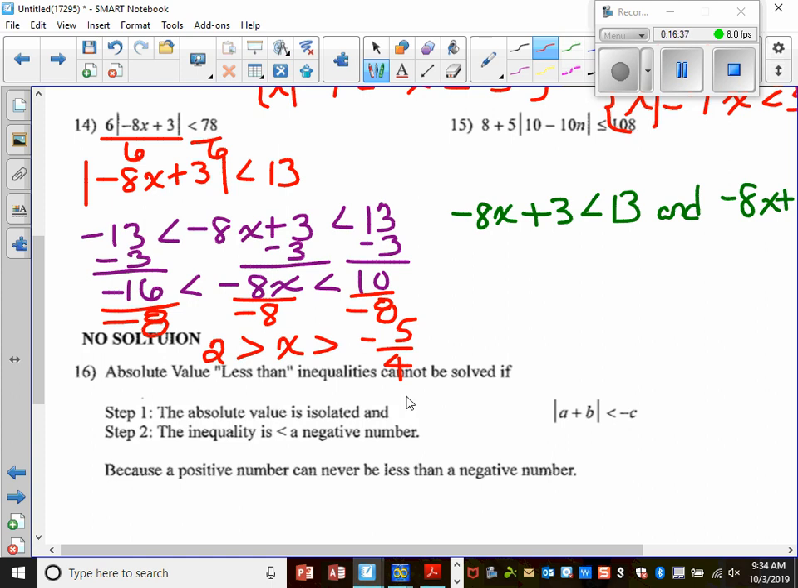Now, this is not in set builder notation. Can anyone recognize why this is not in set builder notation? Well, besides being greater than, then also my smaller number is not written first. That's correct. So when I do switch it and write my smaller number first, then all the signs will change to less than. All right, so my final answer would be x such that negative 5/4 is less than x, which is less than 2.